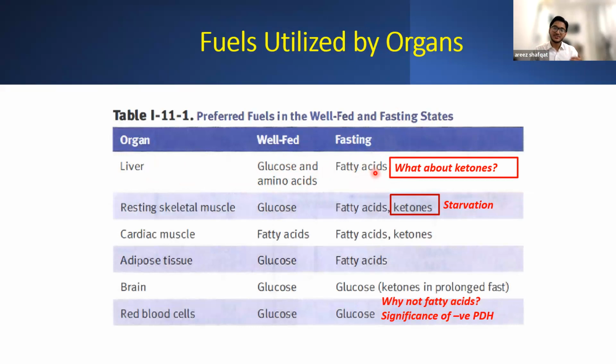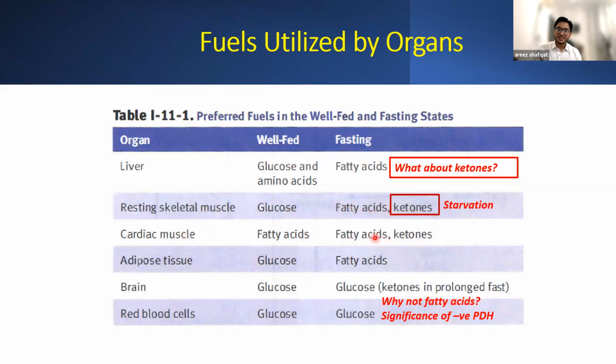It's important and essential for you to know that the liver does not utilize ketones because the liver lacks an enzyme called thiophorase. And thiophorase is required for you to utilize ketones for energy. The liver lacks this enzyme, so it doesn't use ketones. The liver makes ketones, but it doesn't use them, okay? Resting skeletal muscle uses glucose. During starvation conditions, it uses fatty acids and ketones.